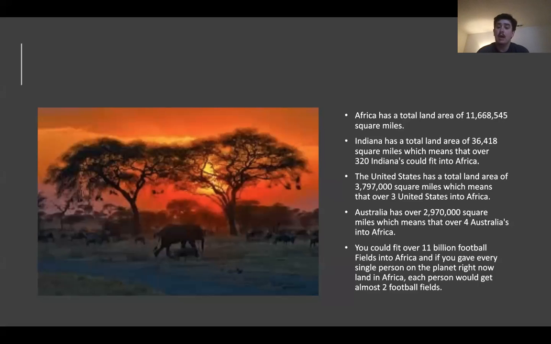Okay. Now, the United States. The United States has a total land area of roughly 3,797,000 square miles, which means you could fit over 3 United States into Africa with the land that it has. Okay. Australia is a little bit smaller than the United States at 2,970,000 square miles. And that means that in theory, you could fit 4 Australias into Africa with the land that it has. Okay. Just to give you guys a size idea of how big Africa is.